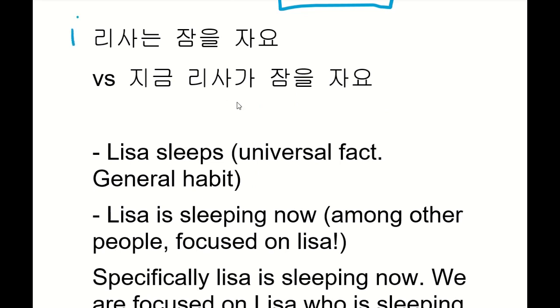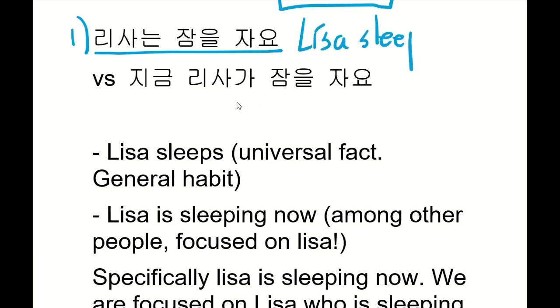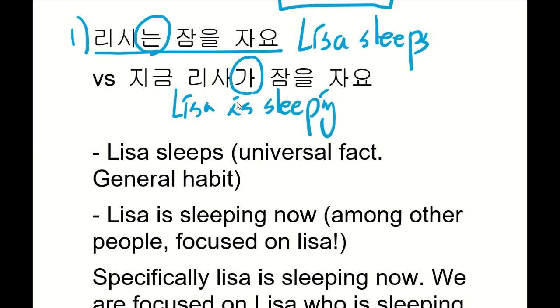리사는 잠을 자요. So that means Lisa sleeps. And the second one, so in this case 은는, topic marking particle, is used. But here, 가, subject marking particle, right? So Lisa is sleeping now. In this case, it sounds more natural with the subject marking particle, 이가.